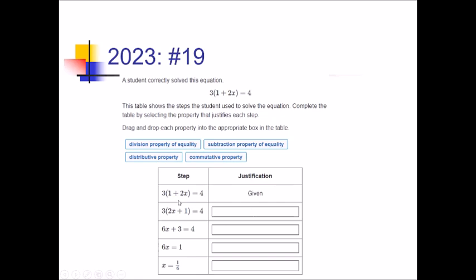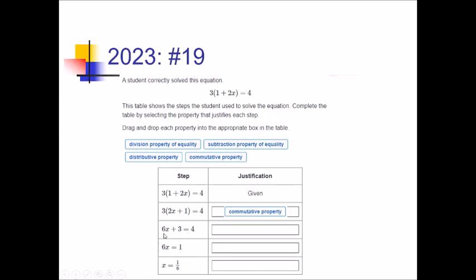Our first step. It looks like the only change here was that we reversed the order of the 1 and the 2x. So basically changing the order of addition. When you change the order of addition or multiplication, that is our commutative property.